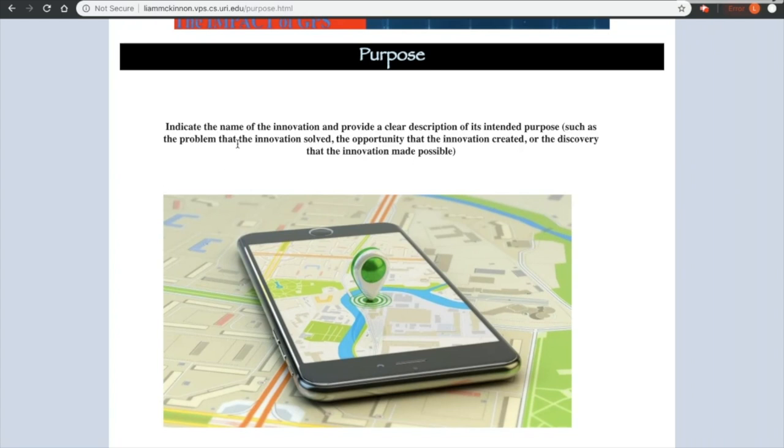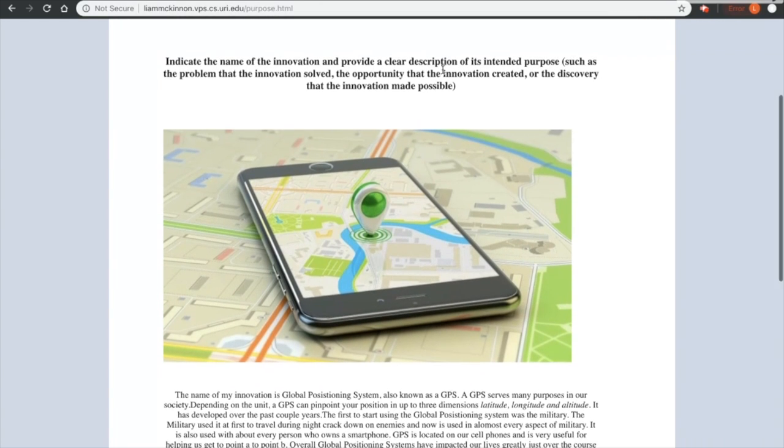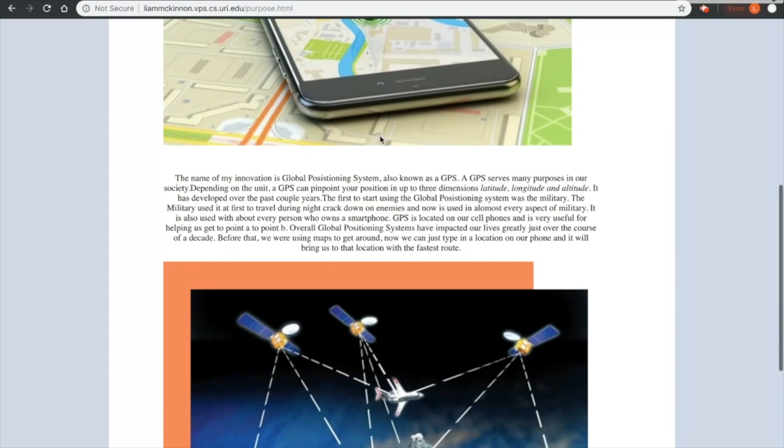Purpose: indicate the name of the innovation and provide a clear description of its intended purpose, such as the problem that the innovation solved, the opportunity that the innovation created, or the discovery that the innovation made possible. So here's my response. The name of my innovation is Global Positioning System, also known as GPS.